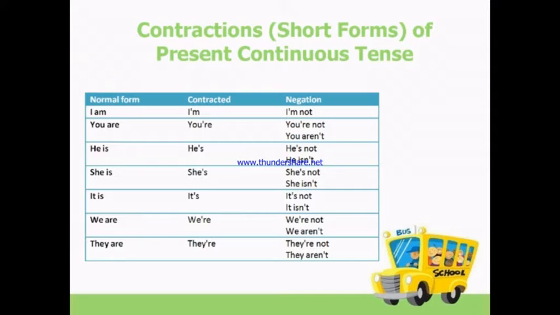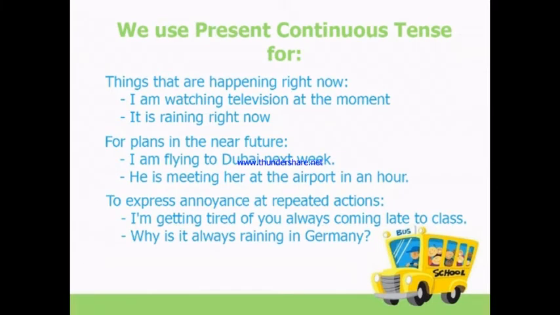Now we're going to teach you when to use the present continuous tense. We use present continuous tense for things that are happening right now, in this particular moment. So I am watching television at the moment, which means I'm basically watching television while we're speaking. Or it is raining right now. So if you look through your window, you will see that it is raining.